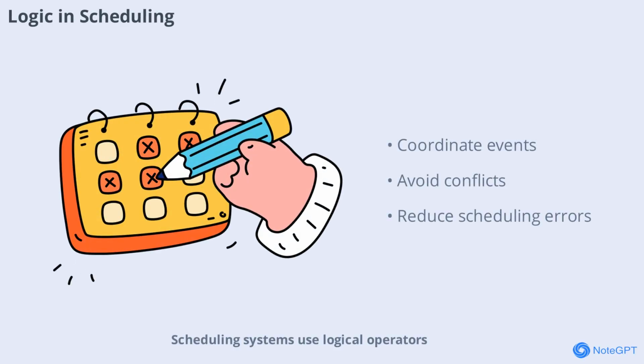Scheduling systems use logical operators to coordinate events and avoid conflicts. For example, a meeting might be scheduled if all participants are available and the room is free. Logical operators make scheduling more efficient and reduce errors.